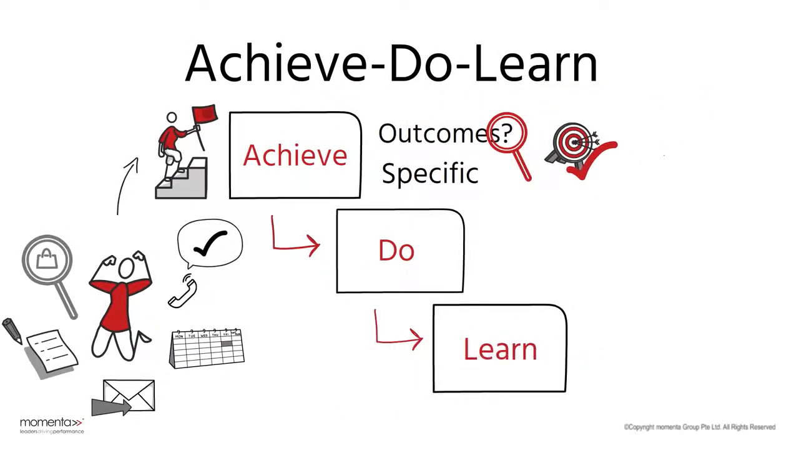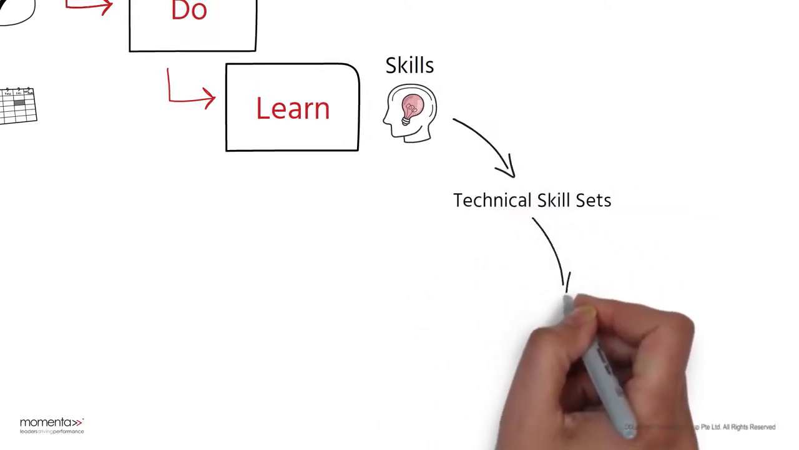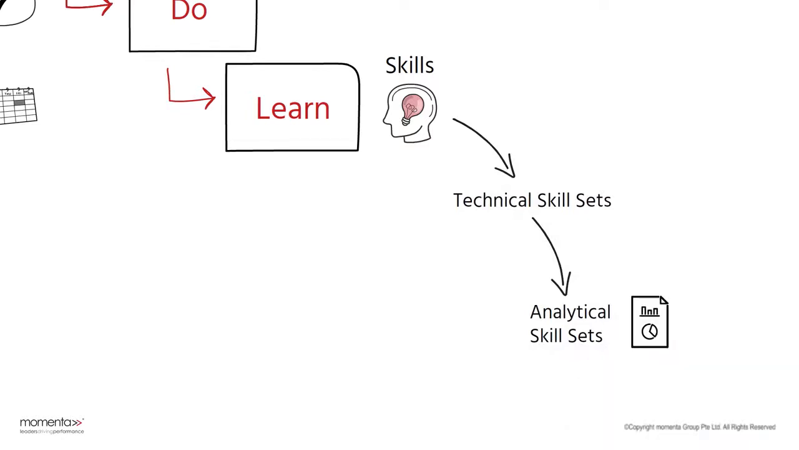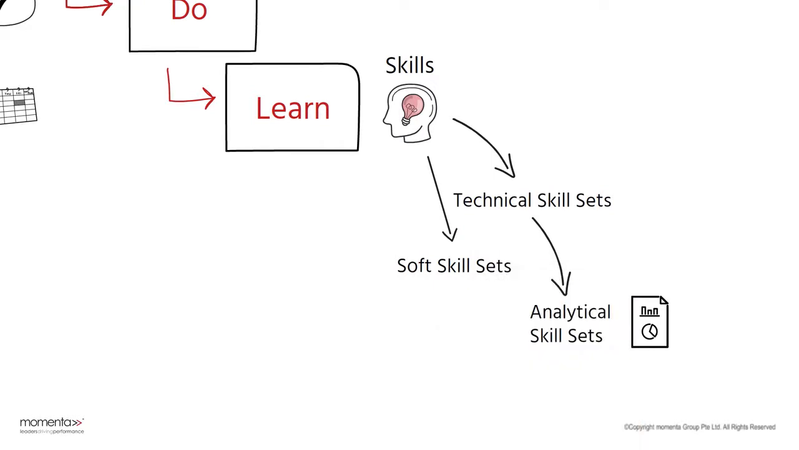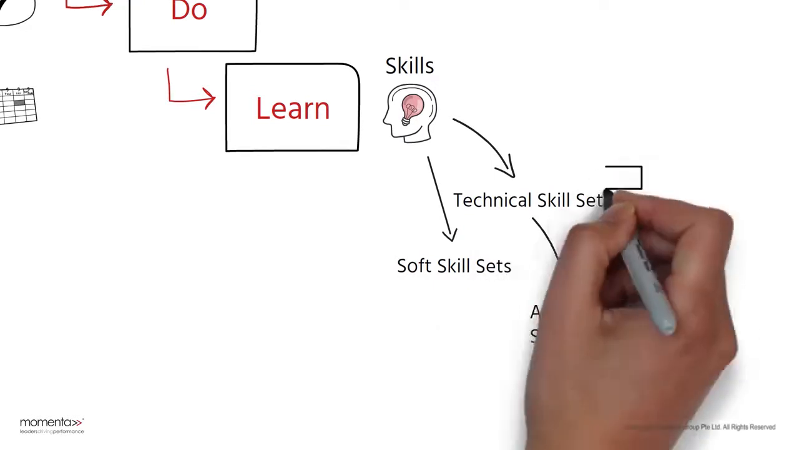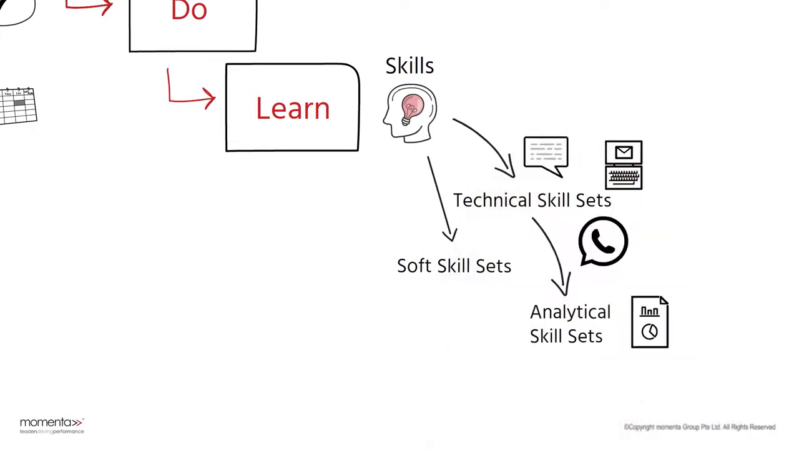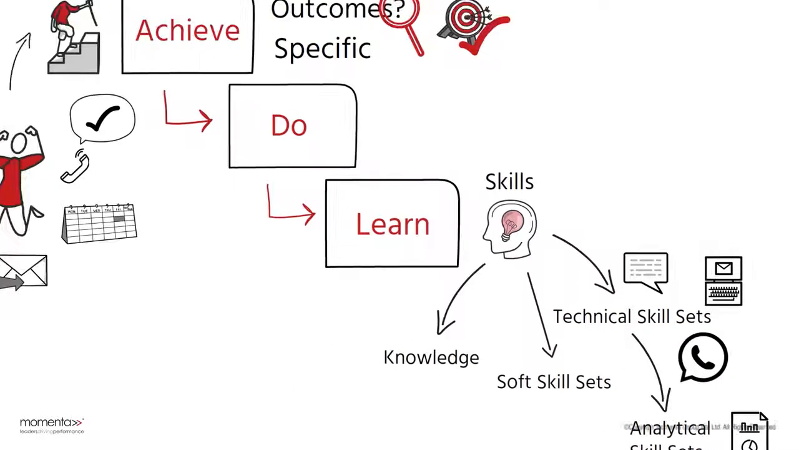What are the skill sets to learn that are required? Technical skill sets as the telephone operator? What are the analytical skill sets needed to look at a database list to see who would be a qualified opportunity? What are the soft skill sets in learning how to speak confidently and with conviction on the phone? What are the technical skill sets to learn to write an email, or perhaps a WhatsApp or a short message as a follow-up? What is the knowledge of the product and the services you're interested in offering?